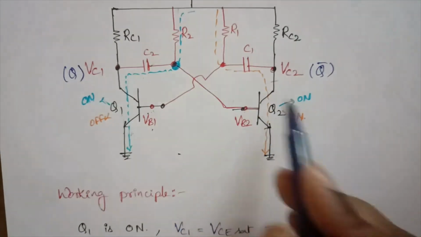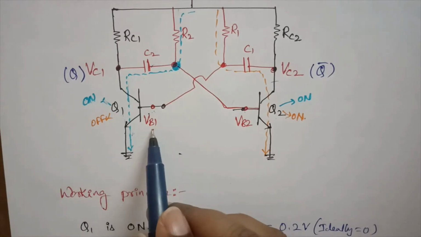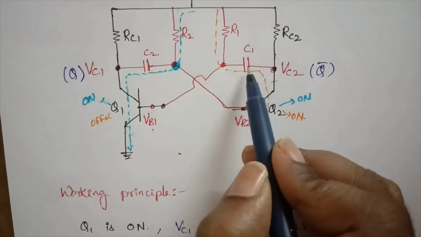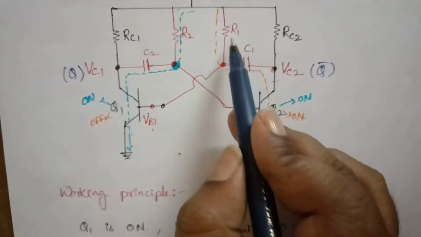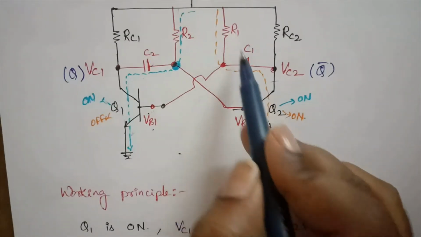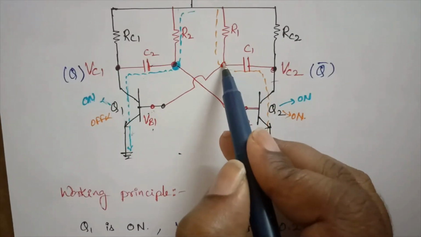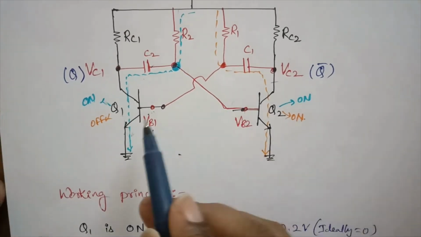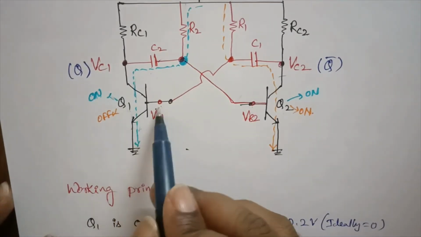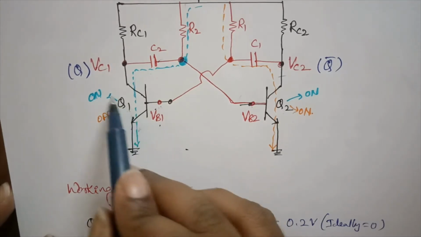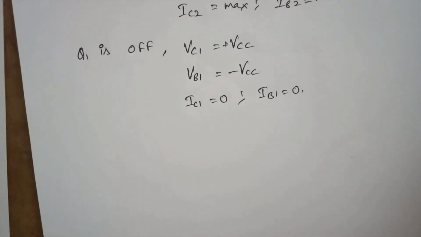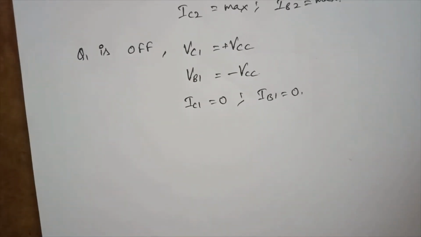Okay, at this point what happened? Initially the value of VB1 is minus VCE, but here what happened? The capacitor starts charging towards VCC with a time constant R1 and C1. At one particular point it becomes 0.6 volts, or the VBE value. At that time what happened? Q1 becomes on.